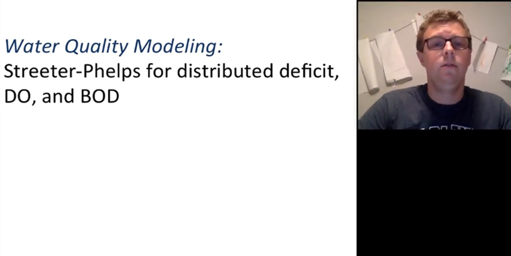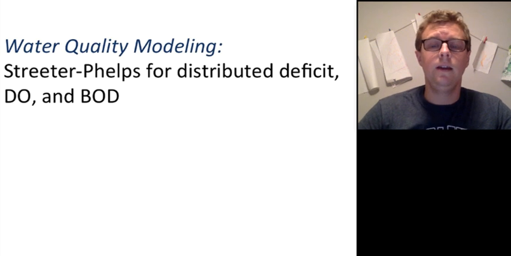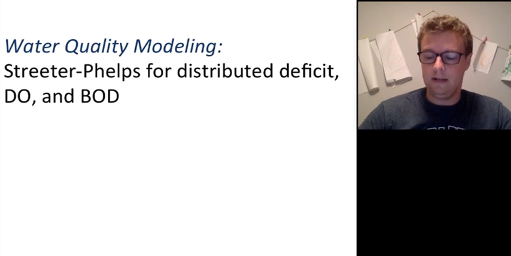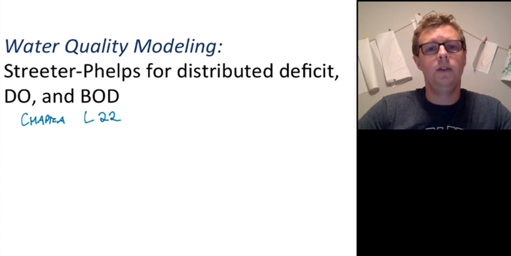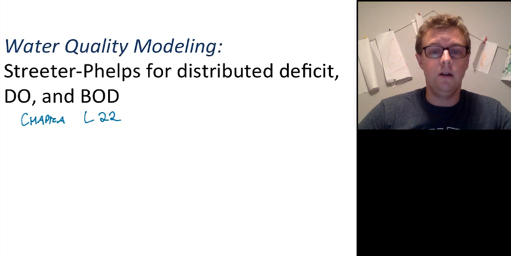I want to talk with you about the Streeter-Phelps equations and how we can deal with distributed sources of deficit and biological oxygen demand, as well as actually distributed sources of oxygen or DO into the system. This goes along with Chopra's lecture 22, and what we're basically going to do in this lecture is make our Streeter-Phelps equations even uglier. So let's do it.